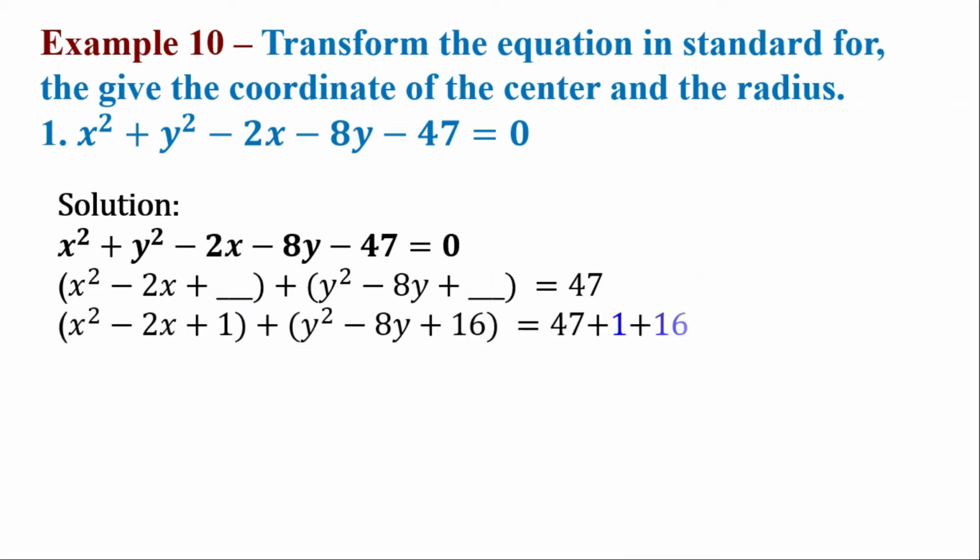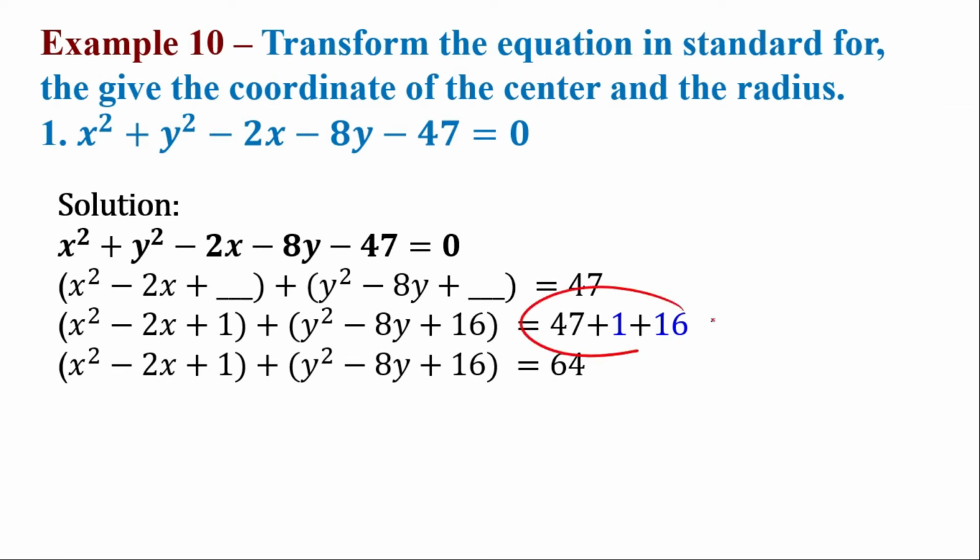So now that I will have this equation, I will simplify the equation. I just add this, so this totals 64. Now I will change this into a squared binomial. I can do that by getting the square root of this, getting the square root of this, and getting the sign of this. And that's it.